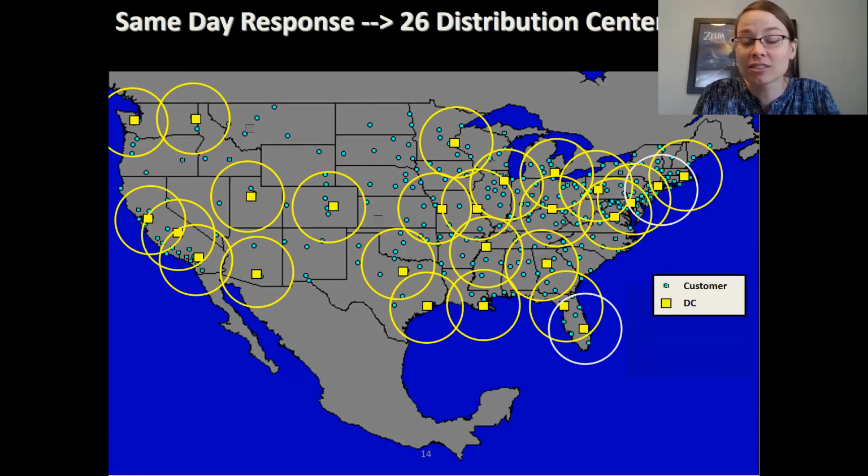And you can see there's still a lot of places that are not covered by these yellow circles. And so you can see from this why Amazon has so many distribution centers: they really want to be fast. They want to have same day or next day or 2-day service. And to be able to do that using a ground transportation network, you need lots of facilities.